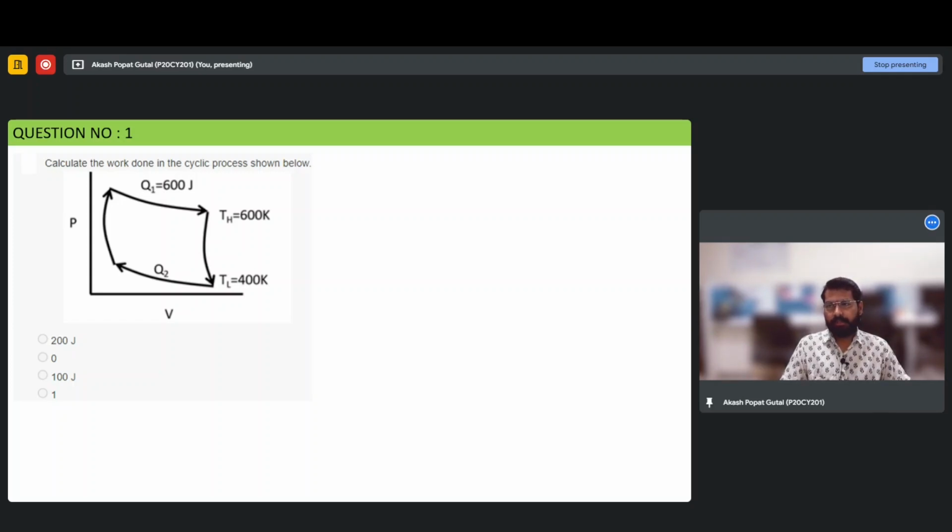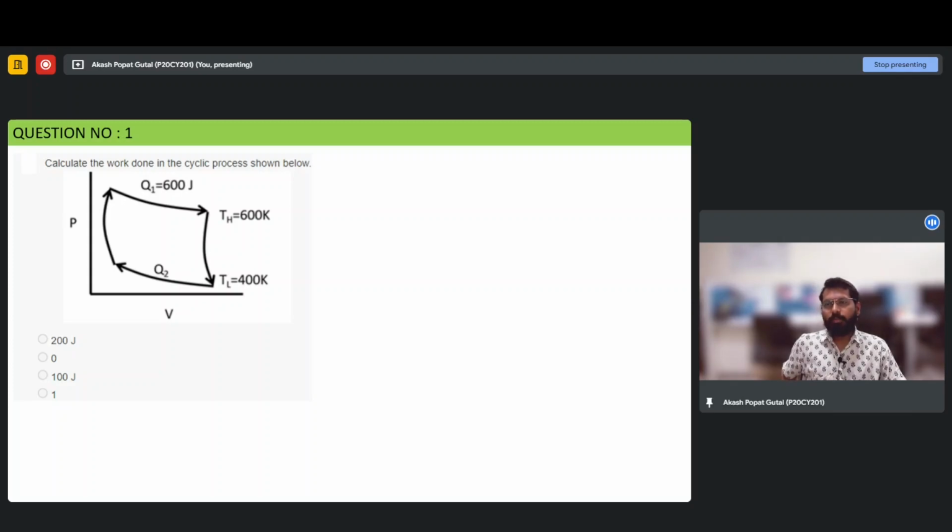So the given things here are the Q and the heat getting inside the system. This is the system, given like a Carnot cycle. The heat input Q1 is 600 joules at the hot temperature of 600 Kelvin. Q2 is not given, but the lower temperature is given, 400 Kelvin.